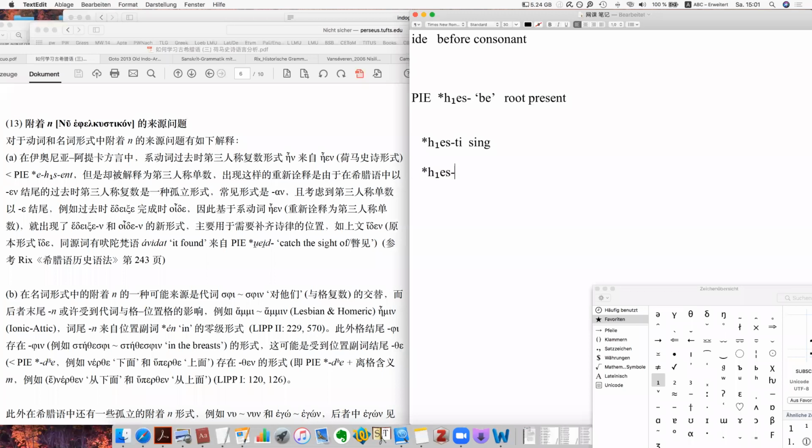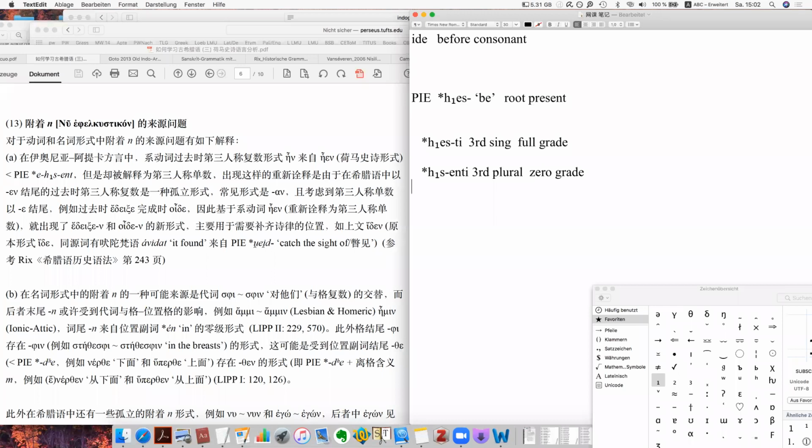So for singular, we use full grade, but for plural, we can't use full grade. We need to use the zero grade. So the zero grade, this one, and then we add the ending nt. So this is third person singular, and this is third person plural, yeah. And this is zero grade, okay.